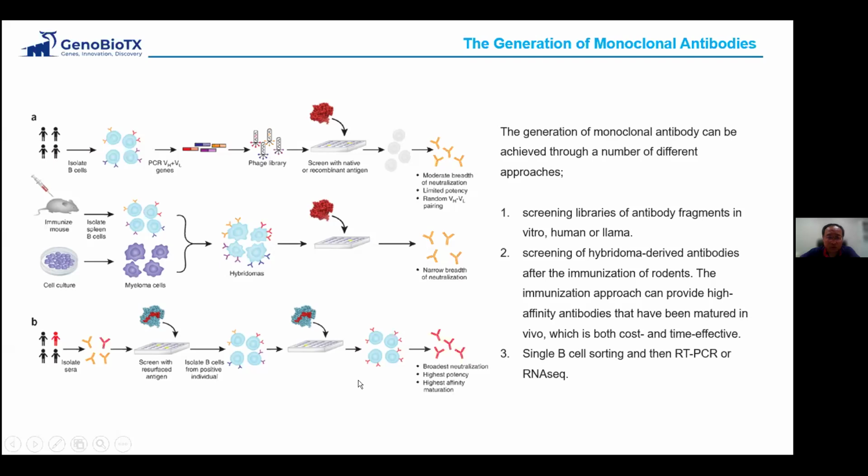Recently, people also developed single B cell sorting using fluorescence-labeled antigen from the blood directly. Then RT-PCR or RNA-seq methods can be used to sequence the antibody genes from those single cells. Those are the three most used methods to clone antibody genes from animals.